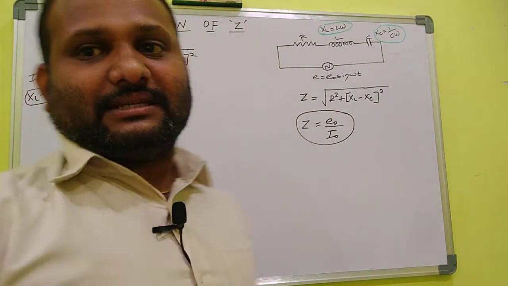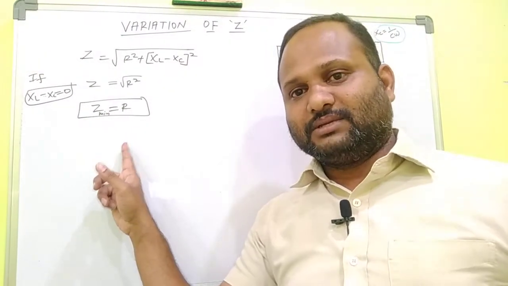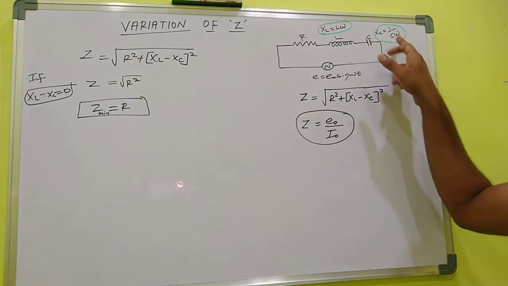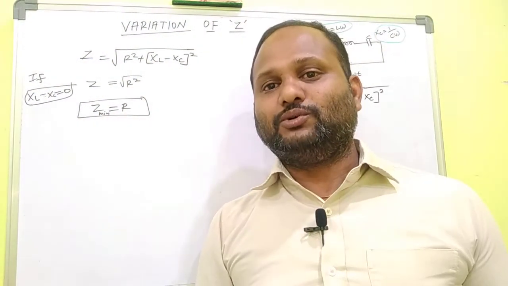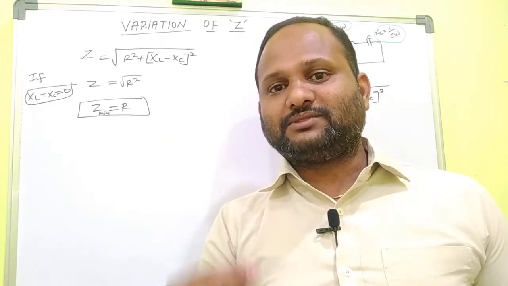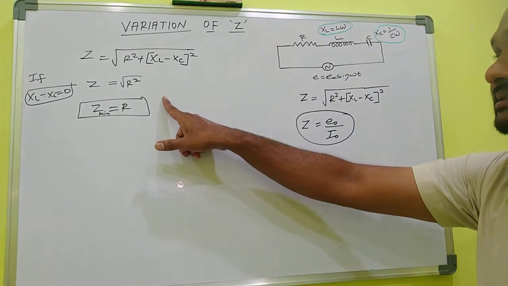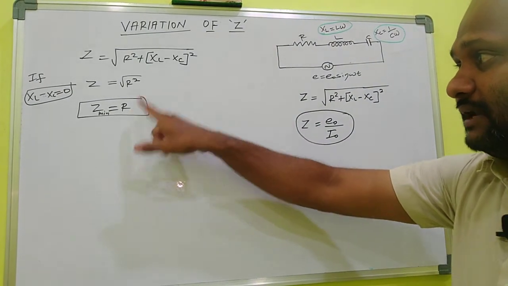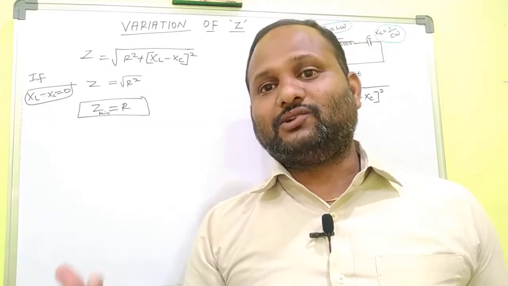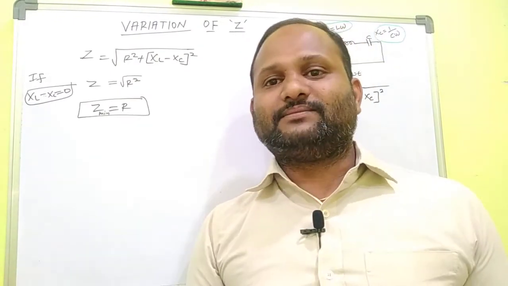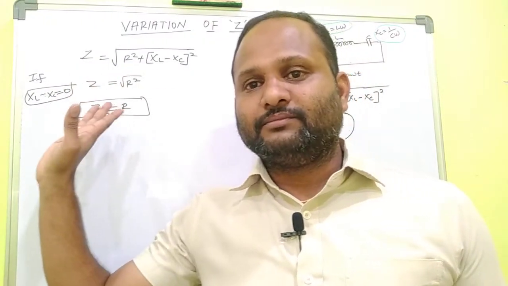In this case, the impedance is minimum, equal to only the resistance, because XL and XC cancel out each other, since XL minus XC is equal to 0. Then the impedance becomes resistance. That means impedance is minimized. Here only the resistor will oppose the flow of current. The capacitor and the inductor do not, because they cancel out each other. Okay, this is the condition for impedance to become minimum.